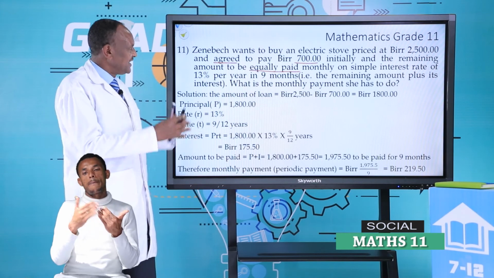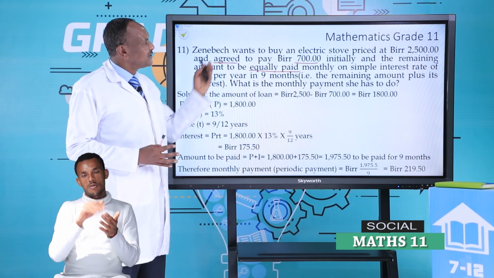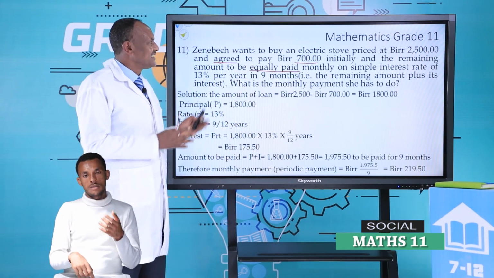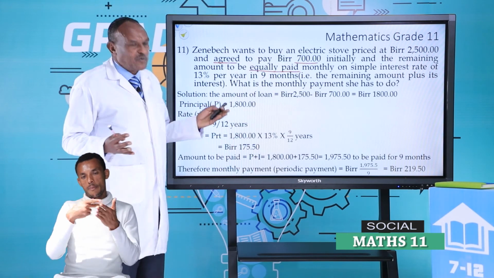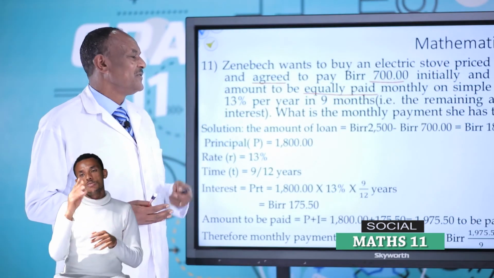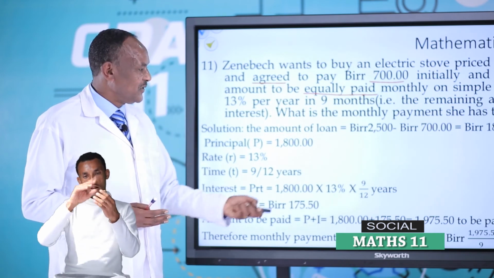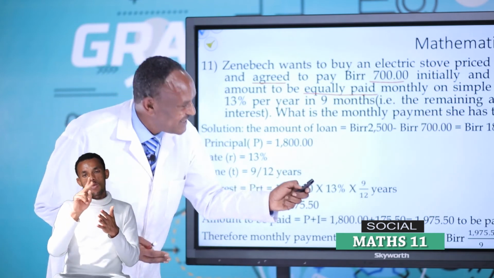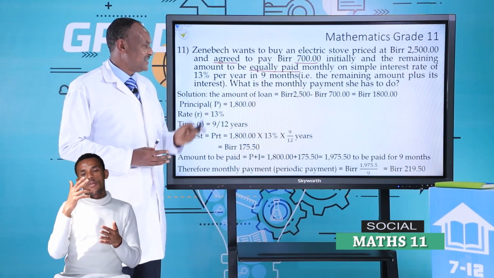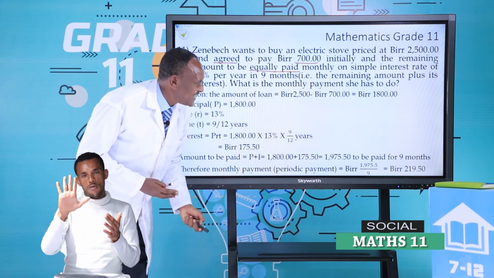So this is the simple interest formula to calculate. That is the negotiation. The total price of the electric stove was 2,500, but she was not able to pay that amount. She agreed to pay the first 700 and the rest with the simple interest method within 9 months. So she is expected to pay 219 and 50 cents monthly for 9 months. When you multiply by 9, you get 1,975 and 50.